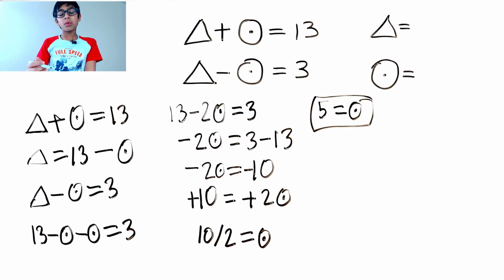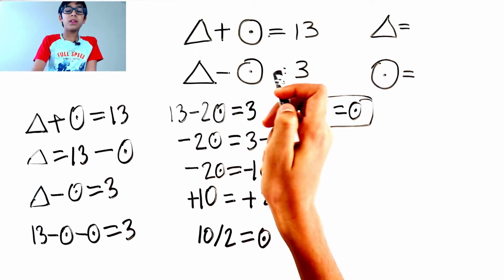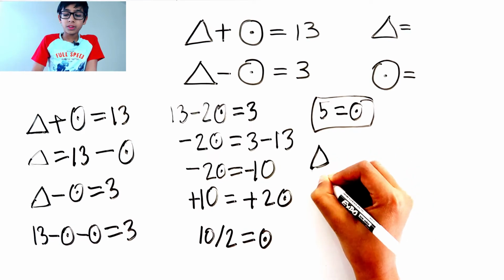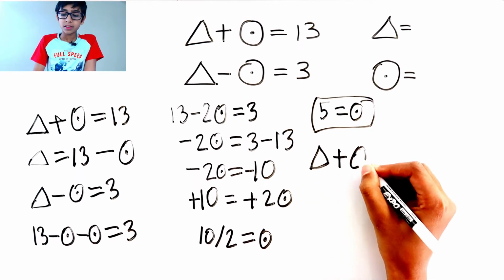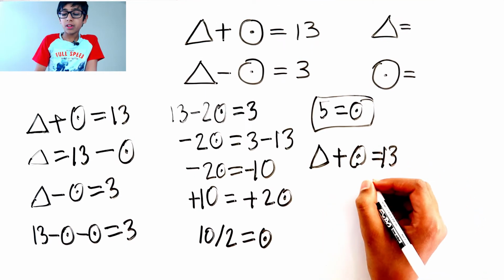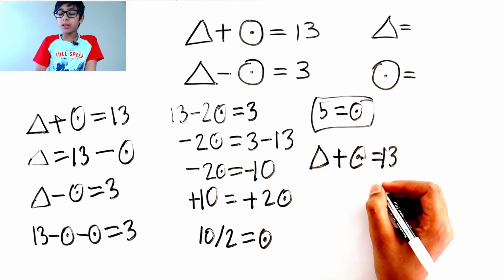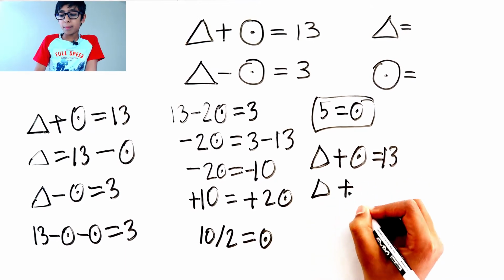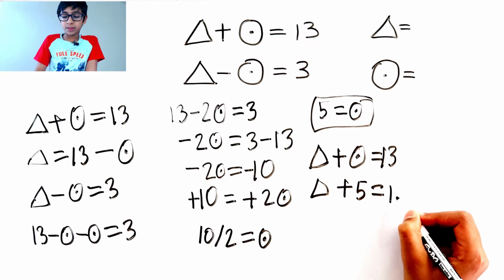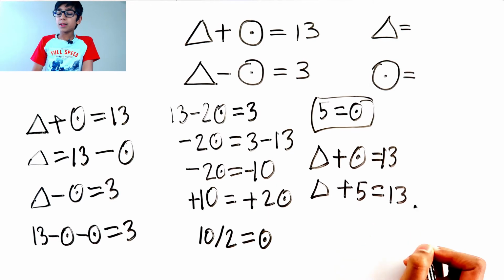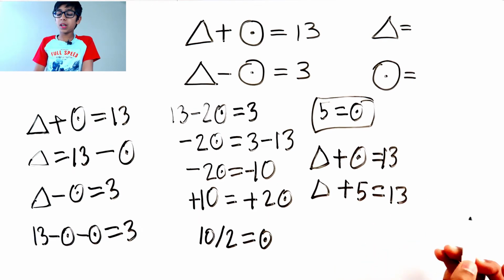Okay, so now we need to find how much triangle is. So now let's write this equation down here. So triangle plus circle equals 13. We know what circle is. So circle is 5. So let's put the 5 here. So triangle plus 5 equals 13. So this is a plus 5, so let's move it down here. So that would be a minus 5.